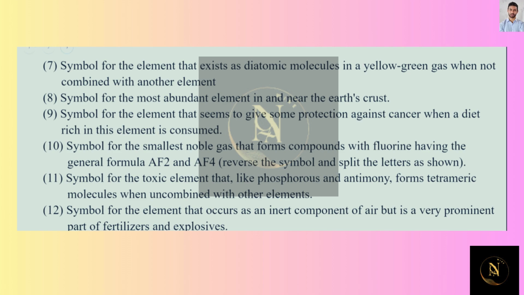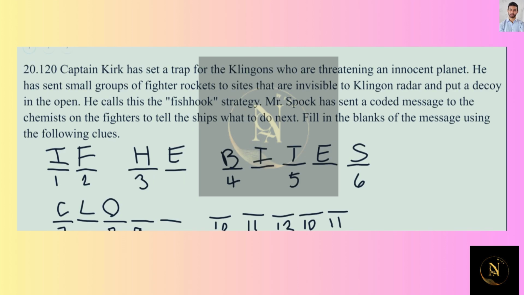And next we have the symbol for the element that seems to give some protection against cancer when a diet rich in this element is consumed. So preliminary studies indicate that though it's toxic, larger amounts of selenium in the soil actually correspond to a lower risk of cancer. So our ninth clue is selenium. So if he bites, close.